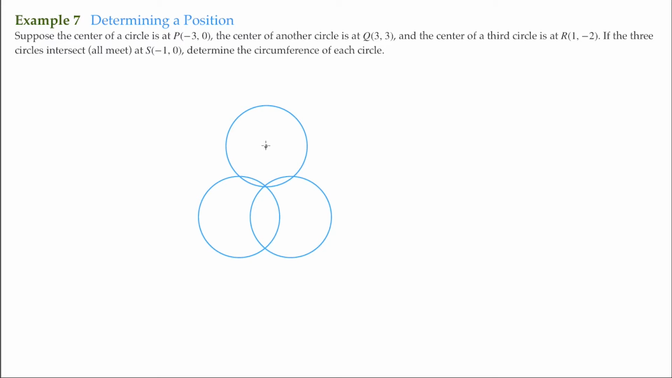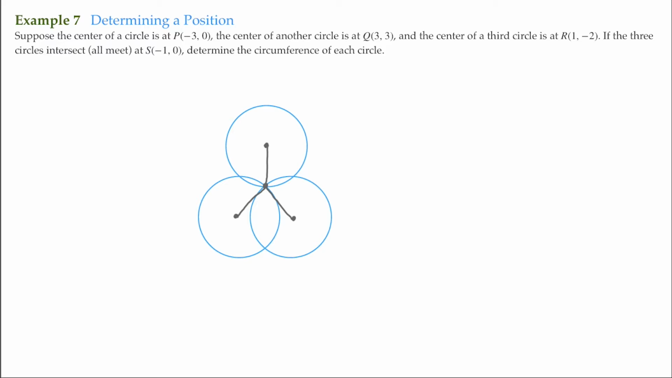So now if I was to go ahead and maybe draw the radii for each one of these, so maybe here's the radius for this one. It goes from here to the point where they all intersect. Here it is right here. And then if I do it for this one to the point of where they all intersect, it looks like this. And then of course for the third circle, maybe something like this.